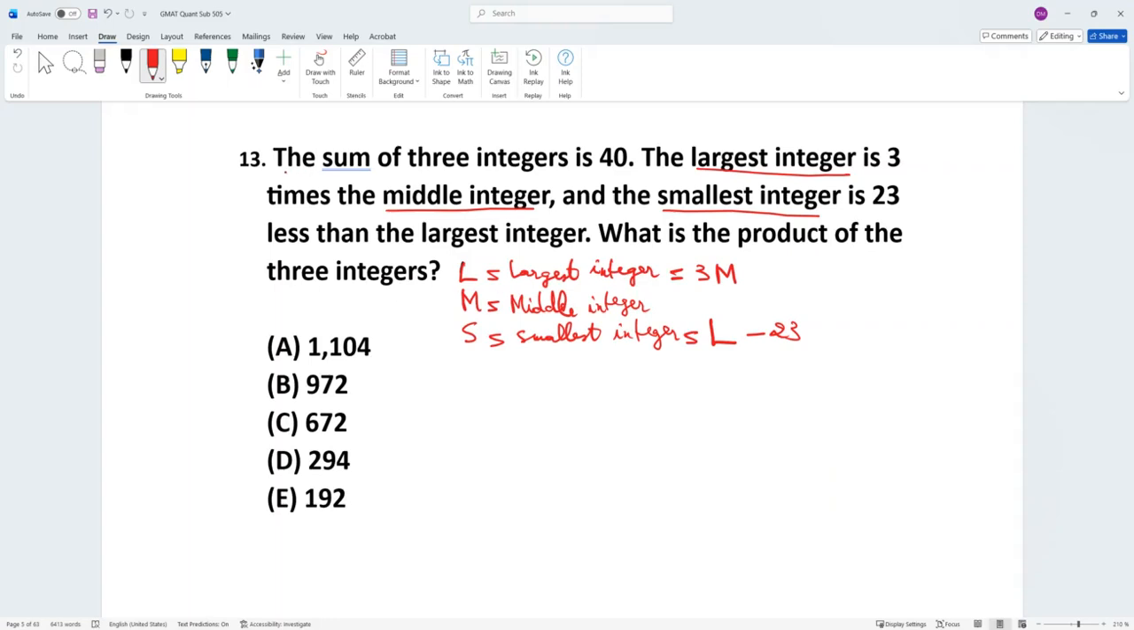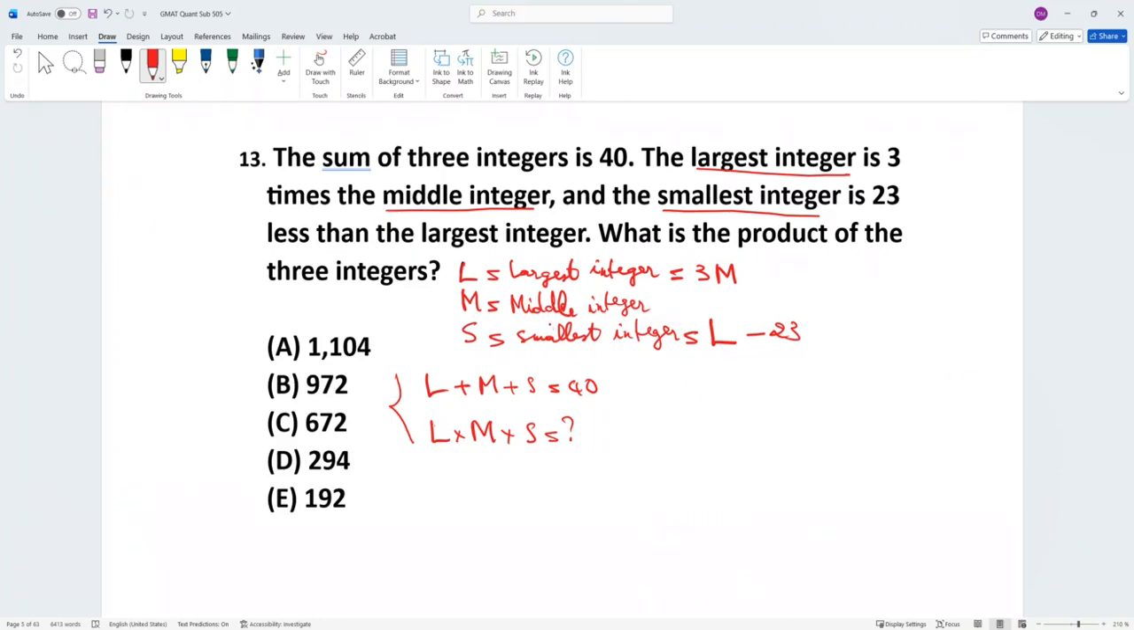It also tells us that the sum of the 3 integers is 40. So it simply means that L plus m plus s is equal to 40. So largest integer plus middle integer plus smallest integer is equal to 40. And the question is, what is the product of the 3 integers? So L times m times s. That's what they want us to find. So in order to get this answer, we need to find the value of each of the integers, largest, middle, and small.